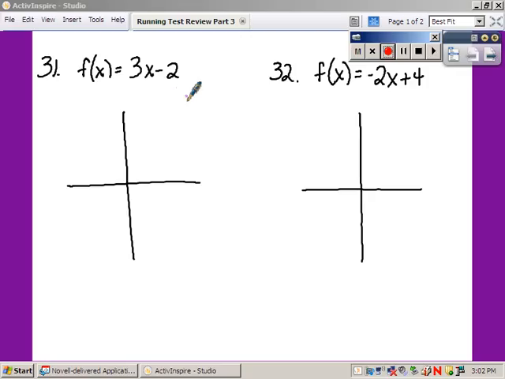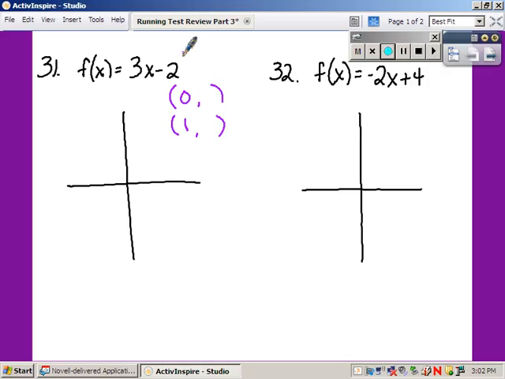So I talked to you about how you should be able to choose the x coordinate that you feel like. So I'm going to choose two easy ones, 0 and 1. And the way I get my answer for y is to take 0, that I chose for x, and put it into the equation and see what I get as an answer. Well, 3 times 0 is 0. 0 minus 2 then is negative 2.